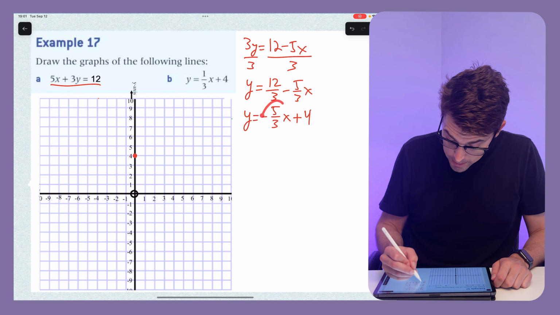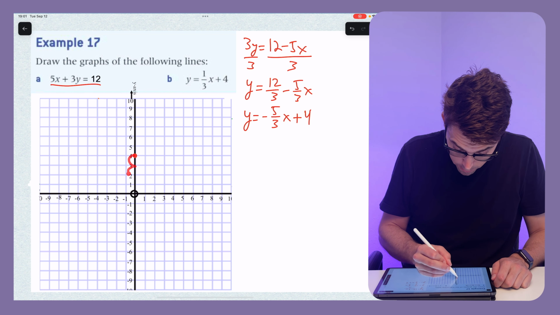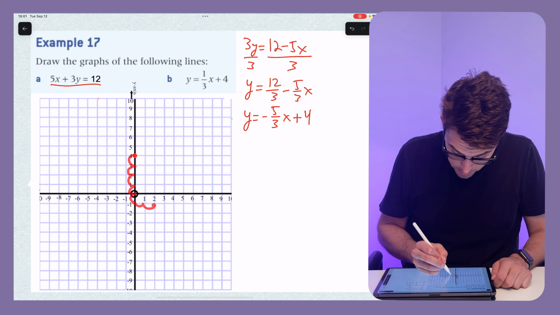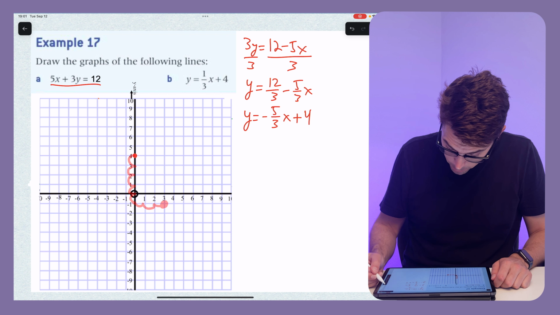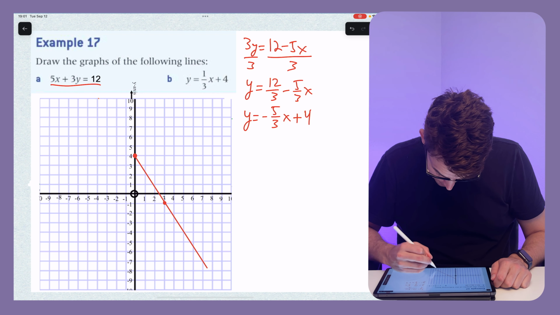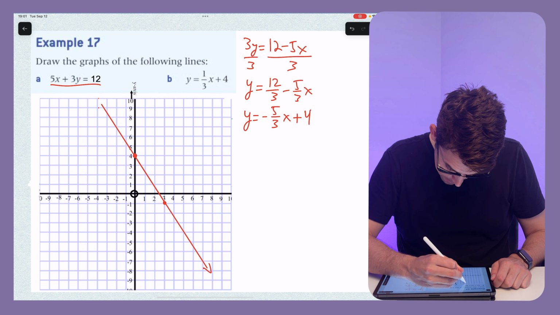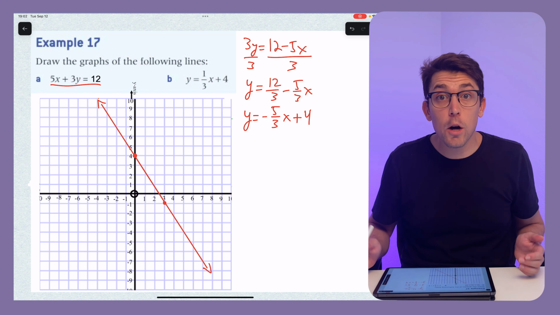And then my slope is going to be -5/3, meaning I'm going to have a rise of -5: 1, -2, -3, -4, -5, and then a run of 3: 1, 2, 3. I'm going to go to that point right there. And luckily I'm on an iPad, I can kind of connect these two just like this. But if you have a ruler, you should absolutely be using it. And there we go. It's that quick to solve.